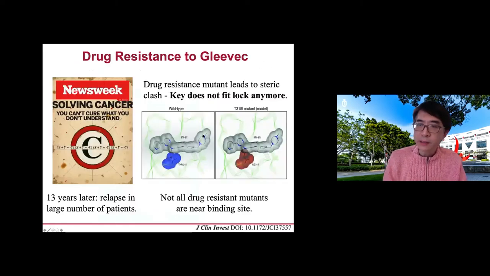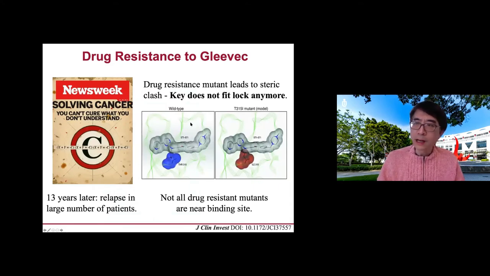Thirteen years after, in 2013, there was another article in Newsweek. This article basically said Gleevec fails. What happens is after a number of years, the tumor or the cancer relapses in a large number of patients, right? So the tumors grow back again. What causes this drug resistance? We call this a drug resistance mutant, right?